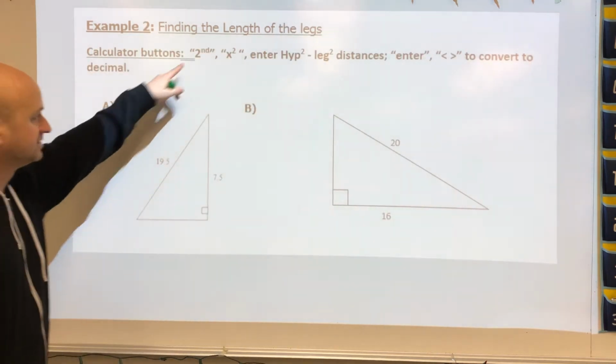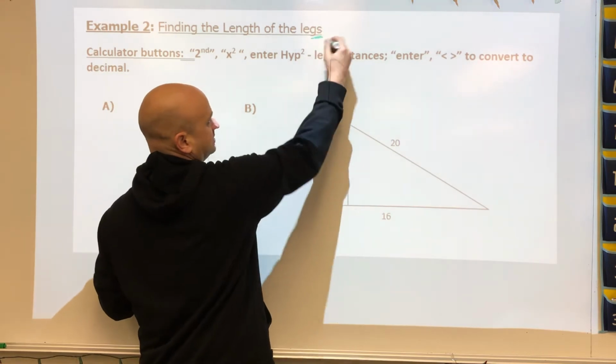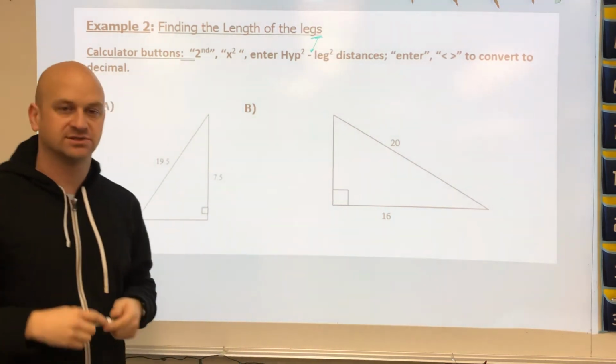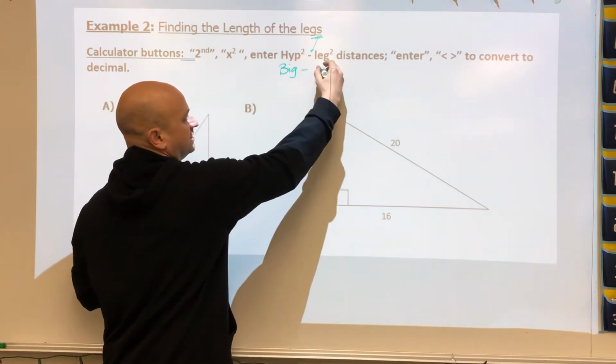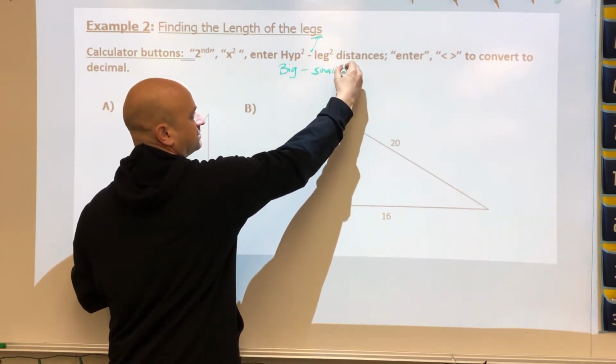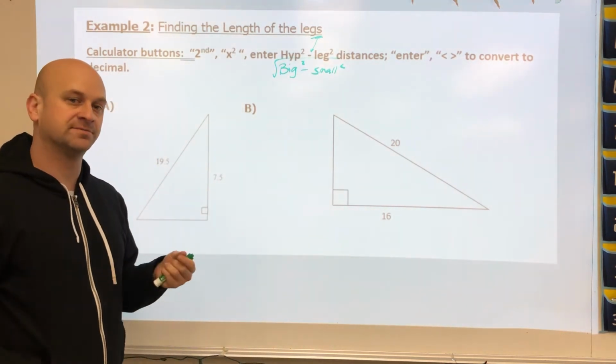The other problems then are trying to find the length of a leg. The hint is legs tells you to subtract. So we're going to take the hypotenuse, which is the bigger number, and subtract the smaller number from it, and put that in the square root. That ends up being our formula.